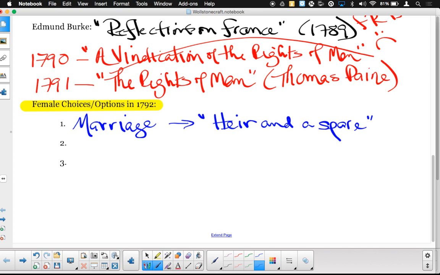That's where she's at. And a marriage really is more of a property settlement between the father and this to-be husband more than anything else. So legally, she does not have any options.